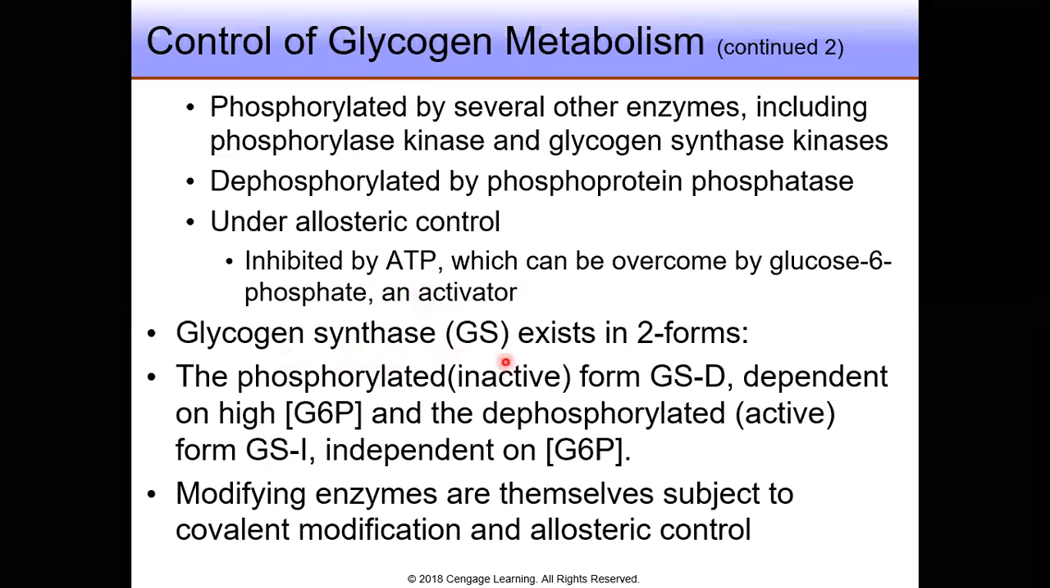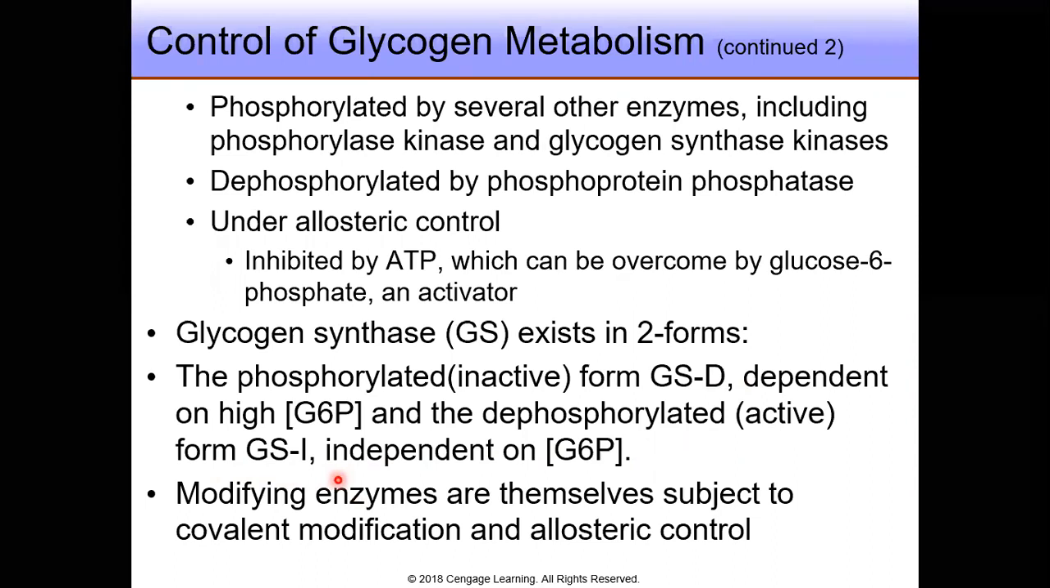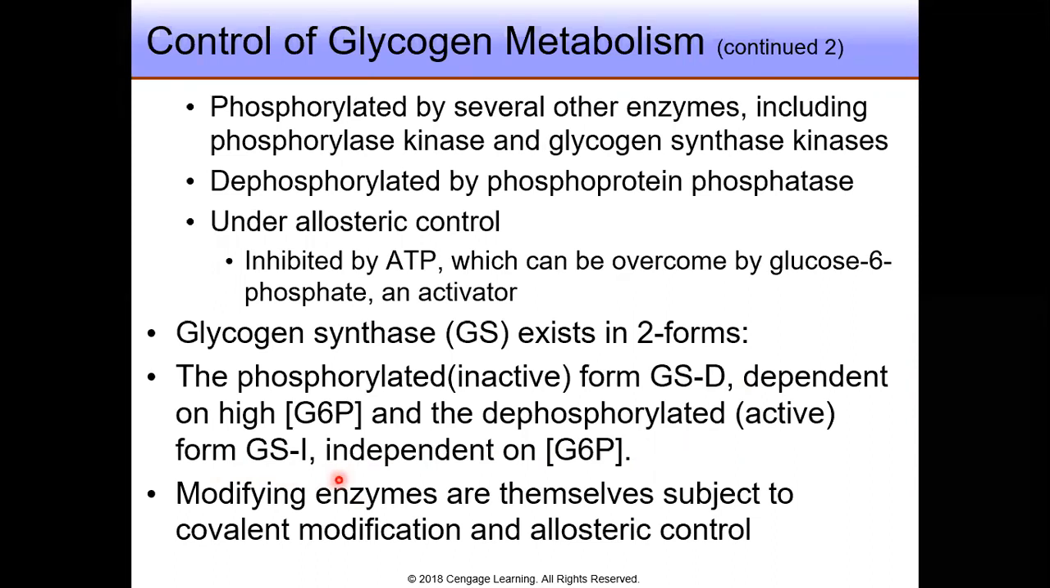Glycogen synthase, GS, exists in two forms. The phosphorylated or inactive form is known as GSD. D means dependent. Dependent on what? On high concentration of glucose 6-phosphate. The non-phosphorylated or dephosphorylated form is the active one, known as GSI, I meaning independent of glucose 6-phosphate, because it is active even with low concentrations of glucose 6-phosphate.